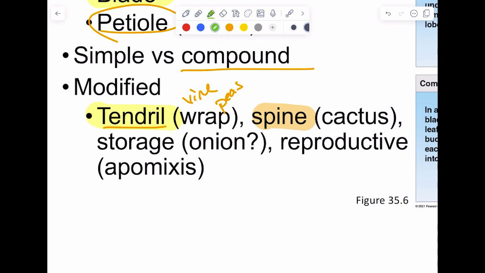You could have storage leaves, an onion. Onions are leaves. If you've never looked at them, they're leaves. You rip off the blades of them, and then what do you do with it? You chop them up. You throw them into something that's hot, and if you keep moving them around, they change color on you. We give that a word. We say it's caramelizing. What caramelizes? Sugar caramelizes. These are there to store amylose.